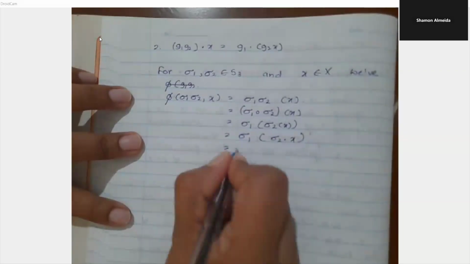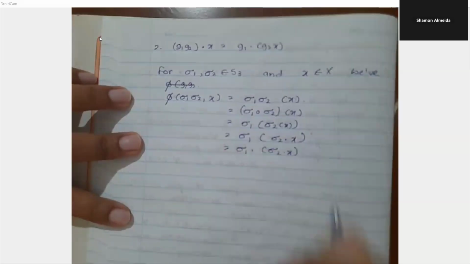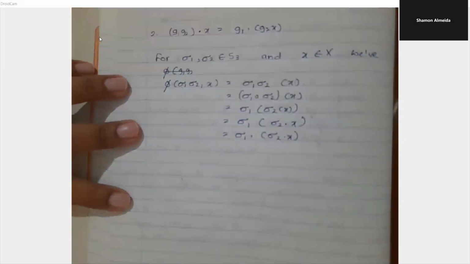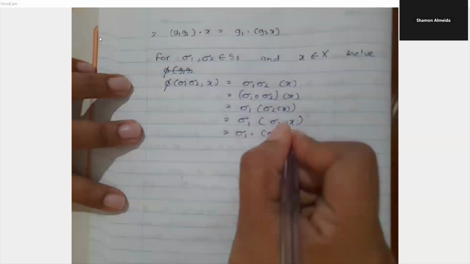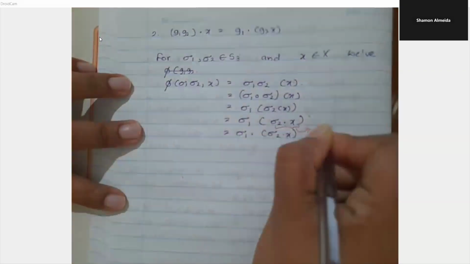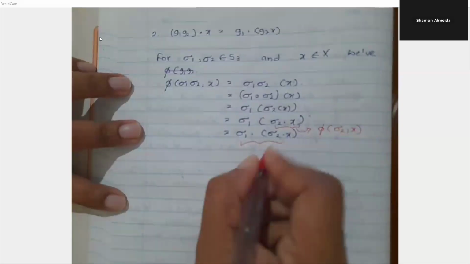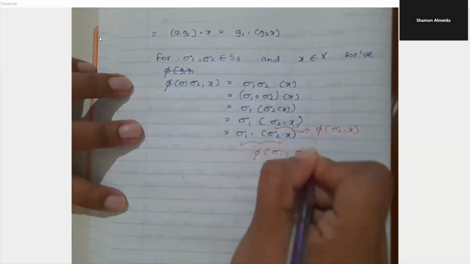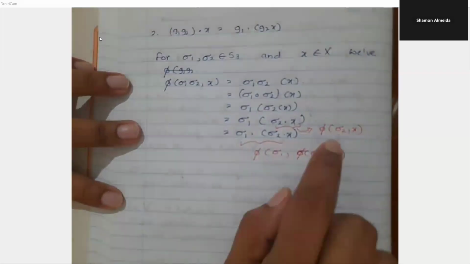Now this, on the other hand, is simply sigma 1 dot sigma 2 dot x. Exactly what we wanted to show. So the second condition is also satisfied, right? What you see over here is phi of sigma 2 comma x. So this is simply phi of sigma 1 comma phi of sigma 2 comma x. We will simply stick to this notation, okay? Unless we have to go with this one.